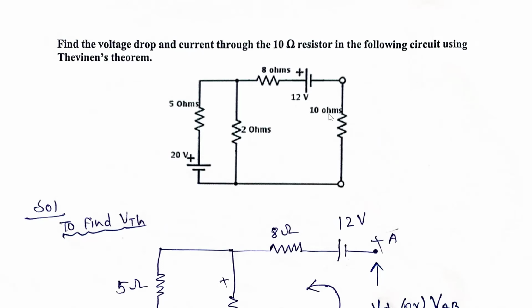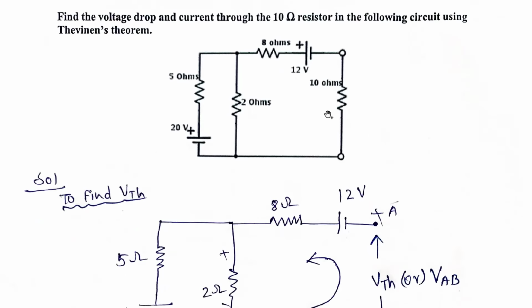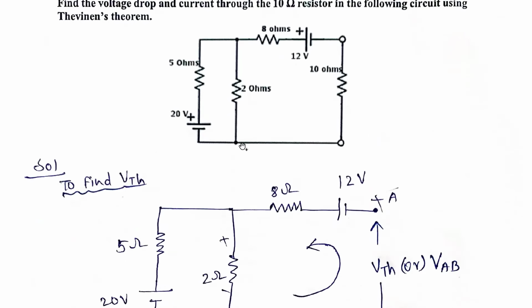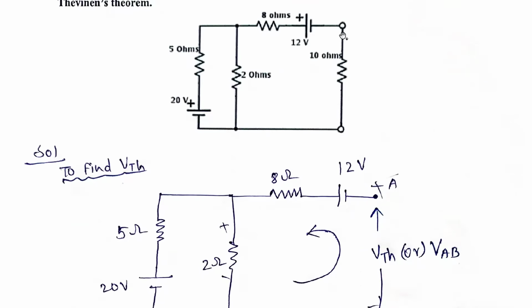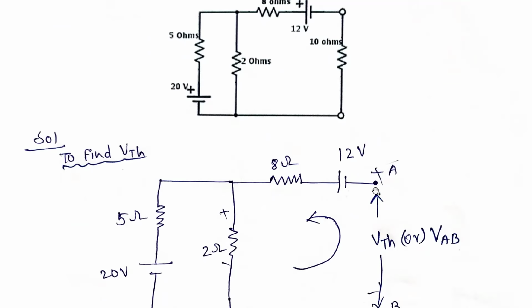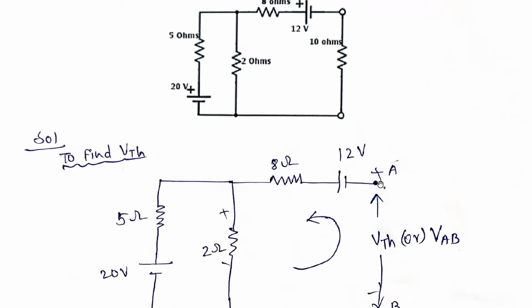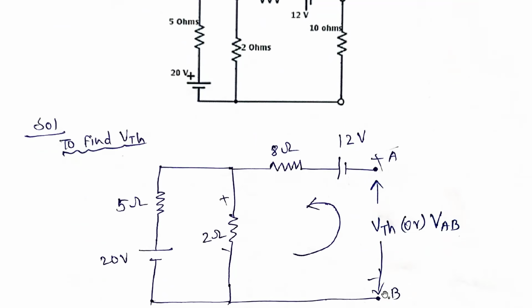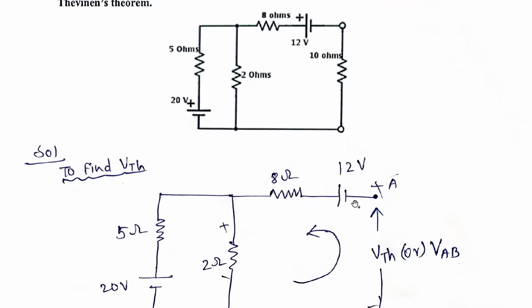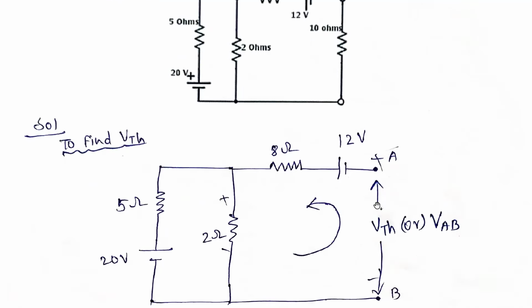So what is the first step in Thevenin's theorem? It is to find VTH. To find VTH, we need to open circuit this load resistance. So I am redrawing the circuit with the load resistance open circuited. Here we need to find VTH or VAB. This point is A and this point is B. Okay, the circuit I have redrawn, only I open circuited.